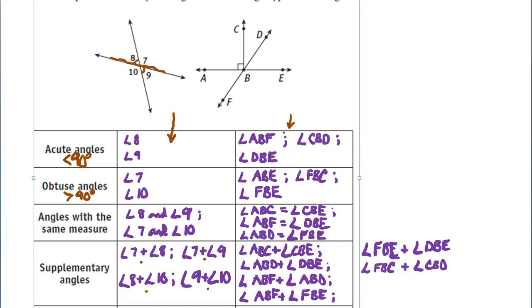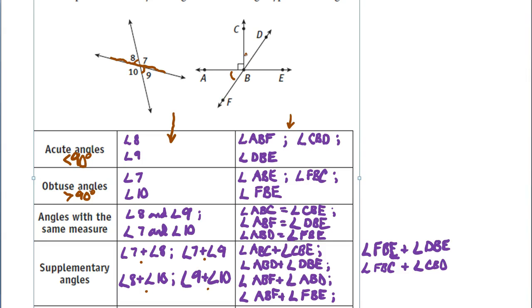Second figure is more complex. It has more rays in it, and also the angles haven't been numbered, so when naming them, we have to use the capital letters. Let's start with acute angles, angles that measure less than 90 degrees. One of them appears to be this. This is ABF.